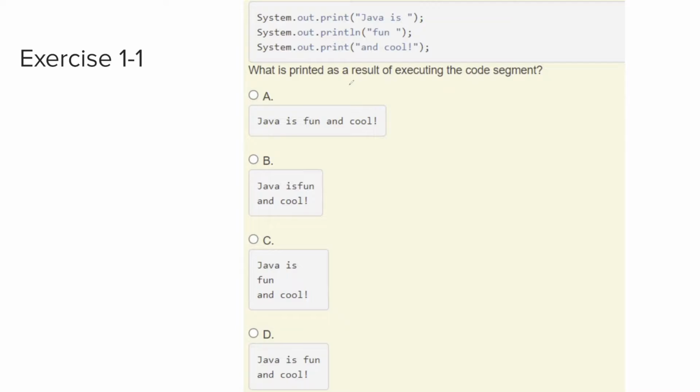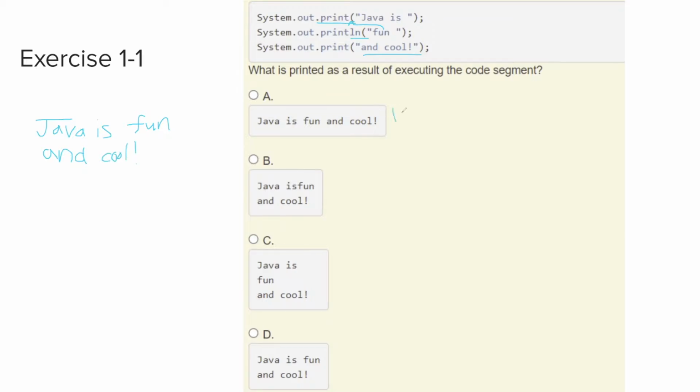Okay, I hope you guys have finished solving it and I will discuss the answer. So remember that print without an ln means it's on the same line. So we would have "Java is", right? And then "fun" would be on the same line because the previous line has no ln, it's on the same line. And "and cool", but this one has an ln, so it needs to be on the next line, right? So this should be the structure of it.